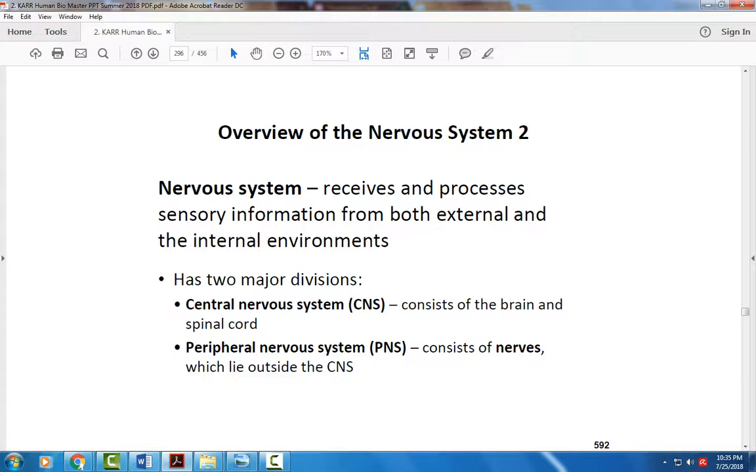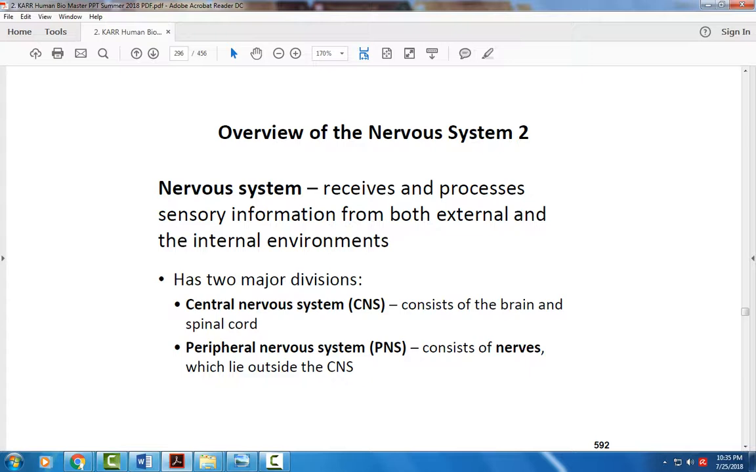So there's two divisions of the nervous system. The central nervous system is where processing occurs. So this is the brain and spinal cord. That's the central nervous system, completely encased in bone. The brain is surrounded by the skull and the spinal cord by the vertebrae of the spine. So that delicate tissue is completely encased in bone.